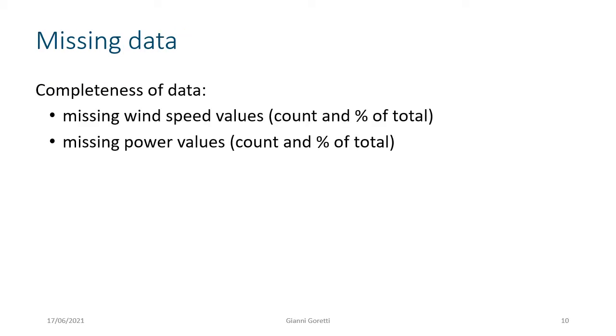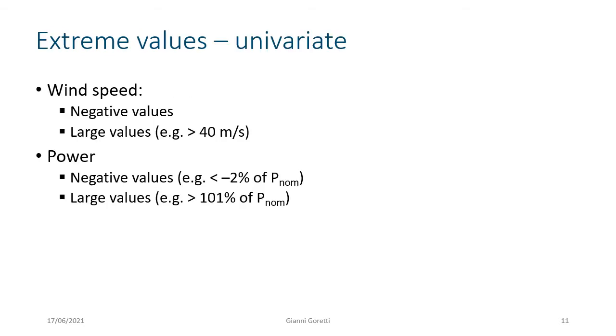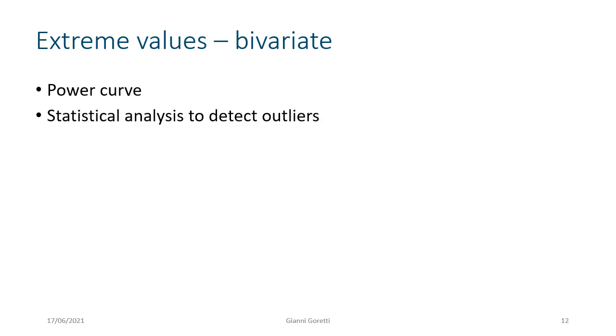So firstly, the function checks for missing data, checks for the completeness of the data set, and prints out how many wind speed values are missing and how many power values are missing. Then it checks for extreme values at the univariate level, so checking wind speed per se and power per se, so checking for negative values and very large values of these two variables.